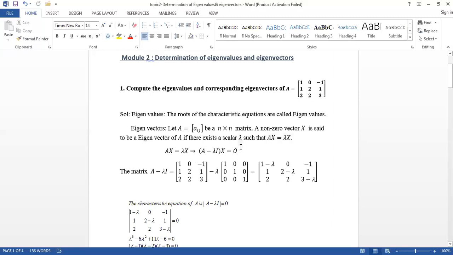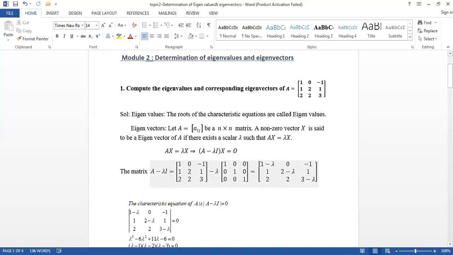So this we can write as (A minus lambda I) x equals the null matrix. The solution of this homogeneous system gives the eigenvector. So for eigenvalues, first write the matrix A minus lambda I. A is [1, 0, -1; 1, 2, 1; 2, 2, 3] minus lambda times the identity matrix [1, 0, 0; 0, 1, 0; 0, 0, 1].